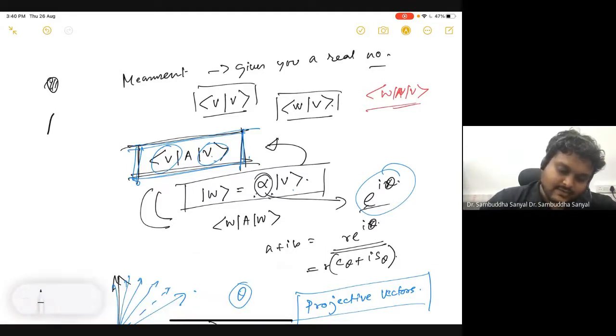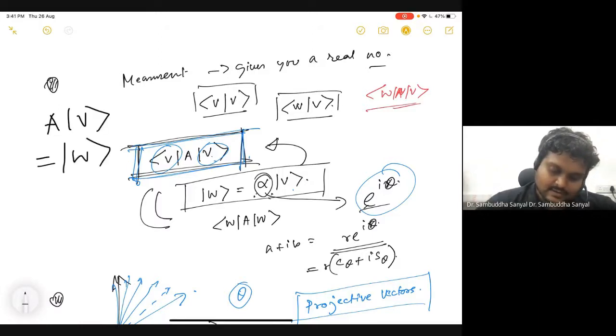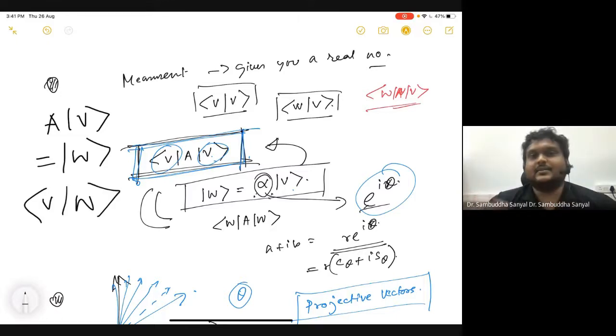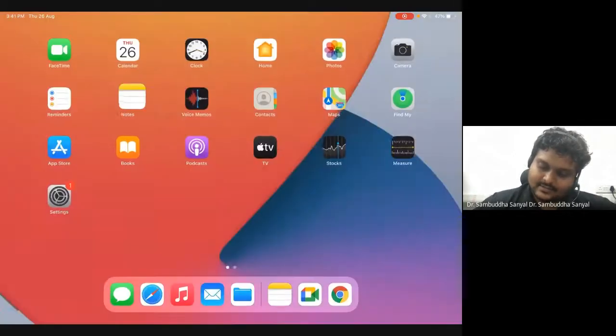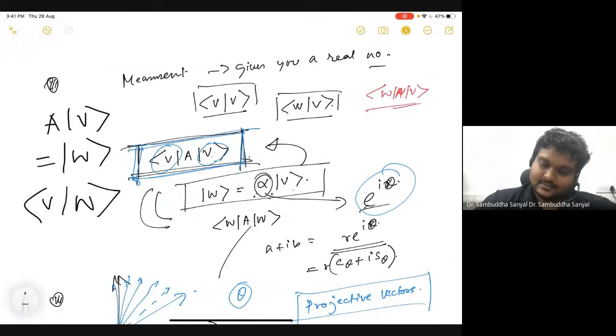So if you act A on some V, you get some W. Then you are measuring what that W is projected on V. Yeah. Okay. Now you can think about this in terms of Stern-Gerlach. This is the problem of finger writing. Anyway, let me draw it here, just making it messy.